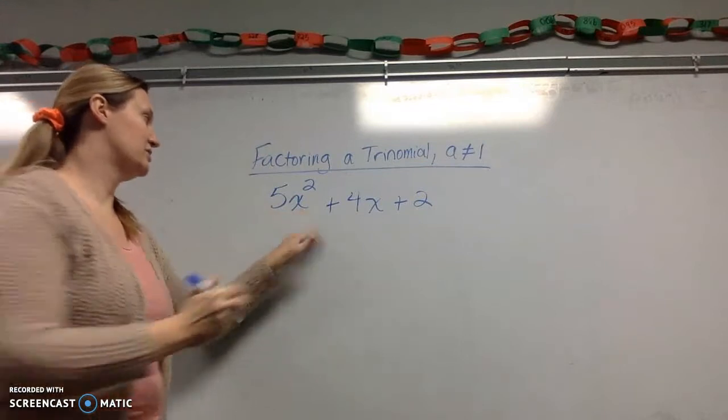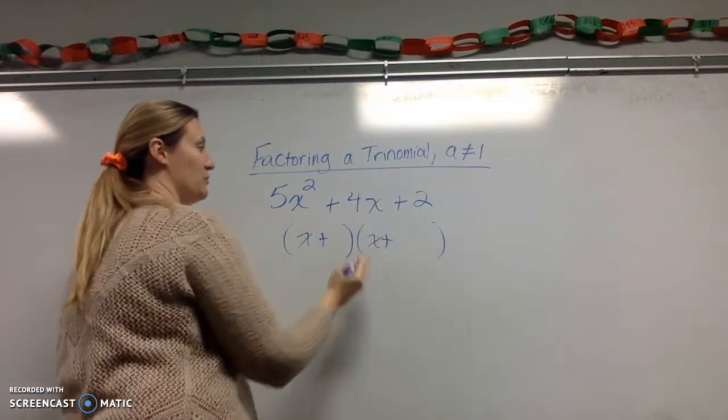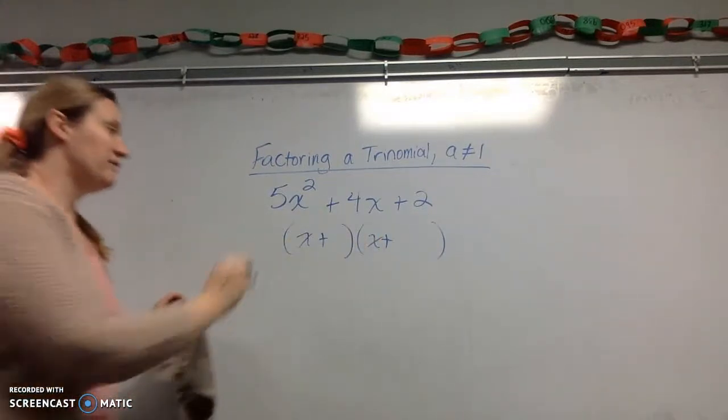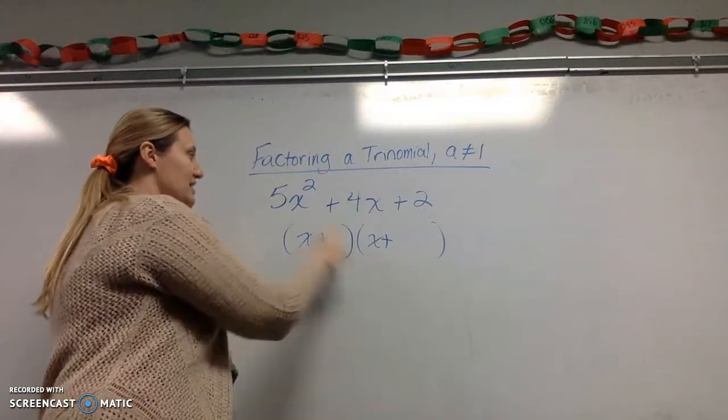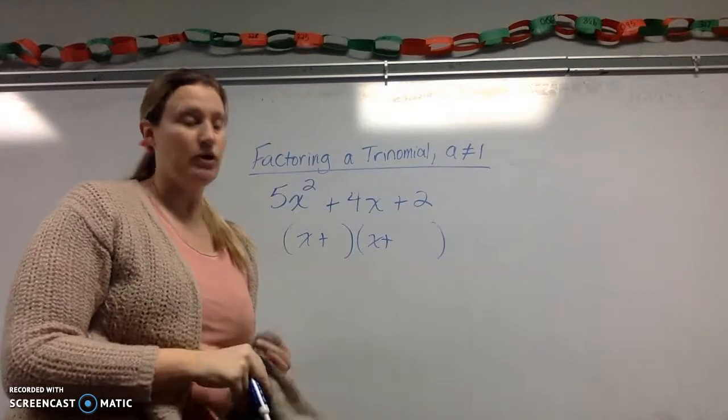So we can't just do this. Okay, this is what we would do. We did x plus, and then we found two numbers that multiplied to give us that and added to give us that. But if I FOIL that back out, x times x is not 5x squared, it's just x squared. And so that isn't going to work this time.